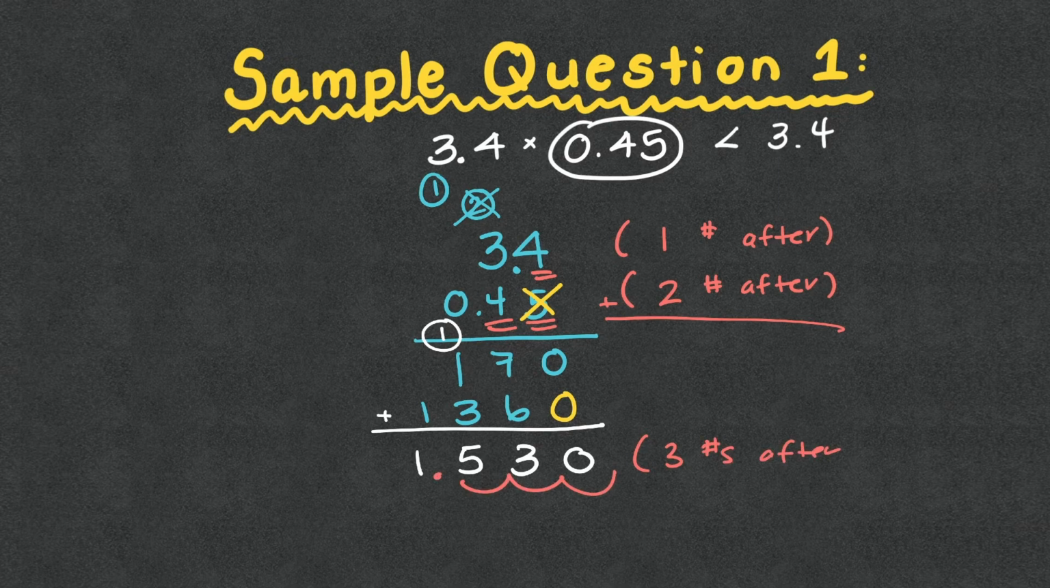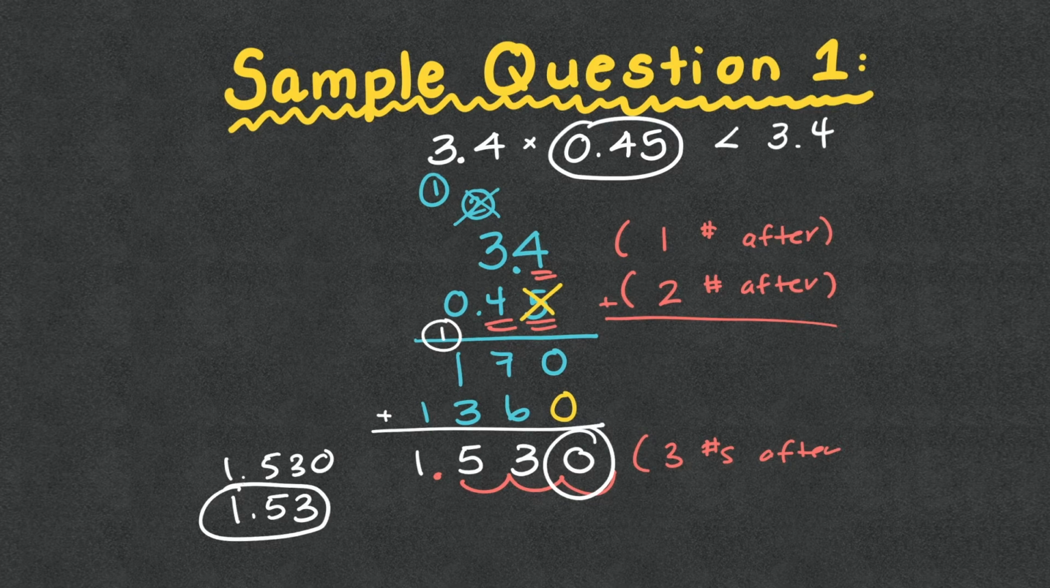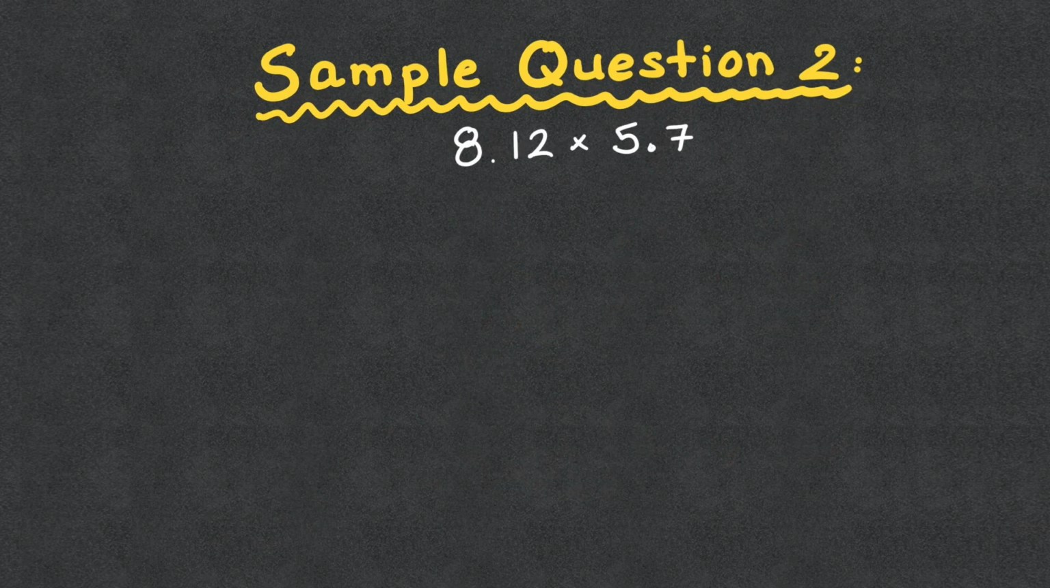Now, you may see 2 options here. You may say 1 and 53 hundredths because this 0 does not hold any value. So know that you may see that, or you may see what we found. Both are absolutely correct. If you want one that is the most correct, I would put this here, but they're the same value.